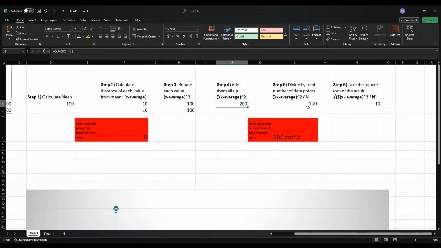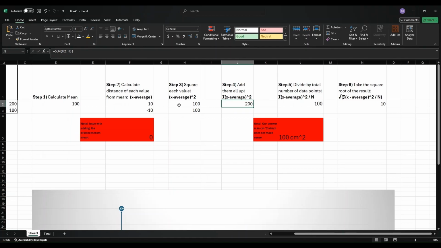Now, there is a problem with variance. Remember, in step 3, we took the square of each distance. So we essentially multiplied 10 centimeter by 10 centimeter, which got us 100 centimeter square. Do you see the problem? Centimeter square is basically a unit for area, not height.